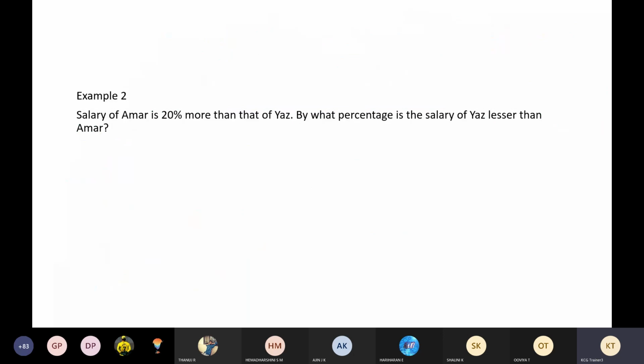Excellent. Superb then. Now here's my next question. The salary of Amar is 20% more than Yaz. So there are two people, Amar and Yaz. The salary of Amar is 20% more than Yaz. Let's assume Y's salary. If Y's salary is 100, I am assuming this guy's salary is rupees 100, and I know this is 20% more. Can you guys tell me what is Amar's salary?